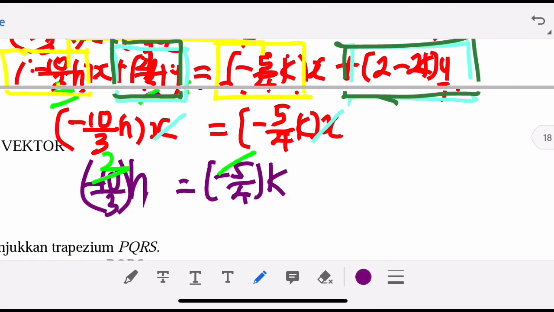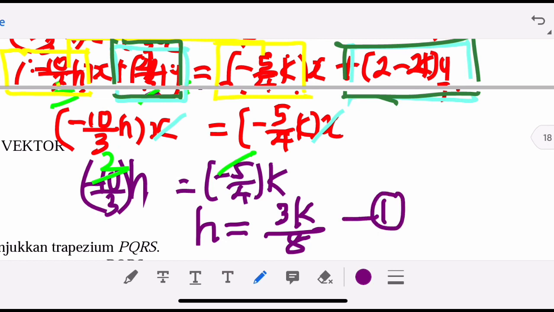So you divide by negative 5, you got 1 at the right. At the left, you got 2, right? So that means your h is, again, I show you, is 3k over 8. Alright? Okay, confirm we have no mistake. We have double checked already, right? Now this is equation number 1.